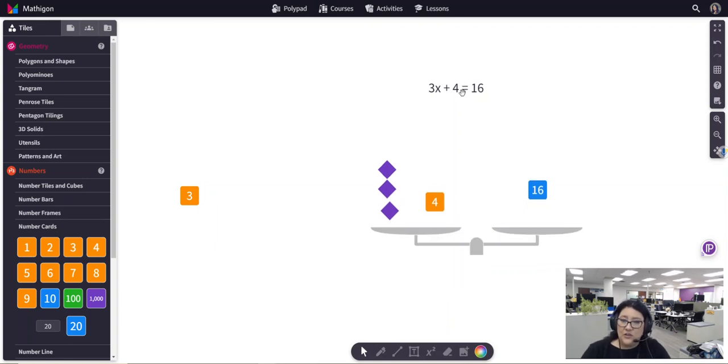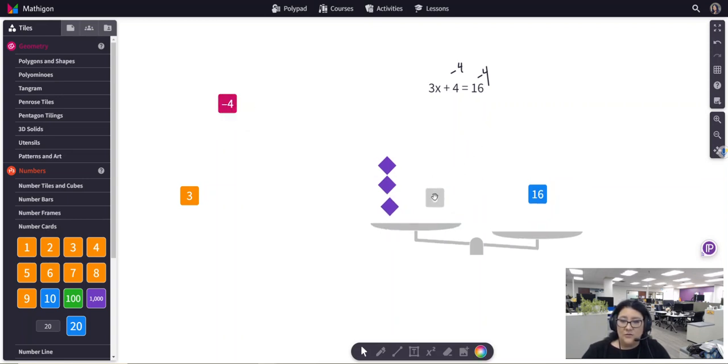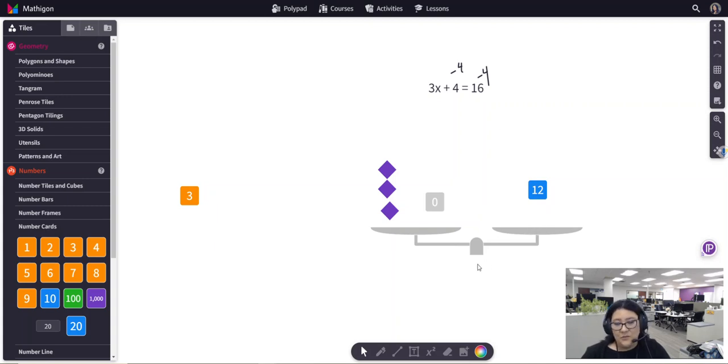So the first thing I'm going to do is get rid of that 4. So I'm going to have to subtract 4 from each side, and you can just grab your 4. Okay, negate it, and I'm going to need two of them. So minus 4 on that side, minus 4 on this side. We're still balanced. All is good. Okay, so at this point, you can have students rewrite that. So now I've got 3x equals 12.